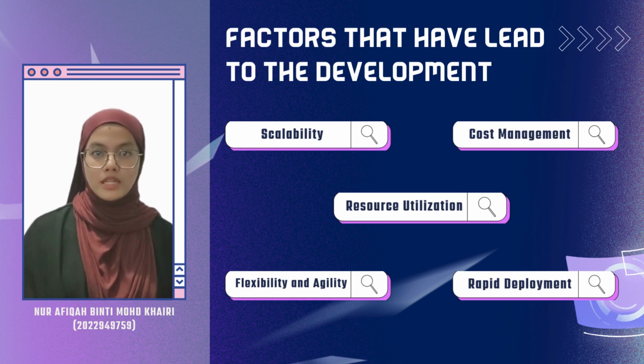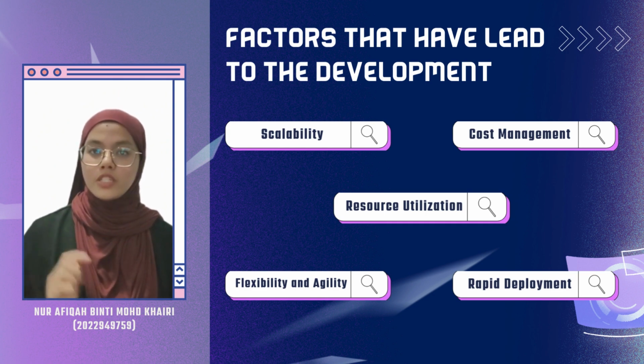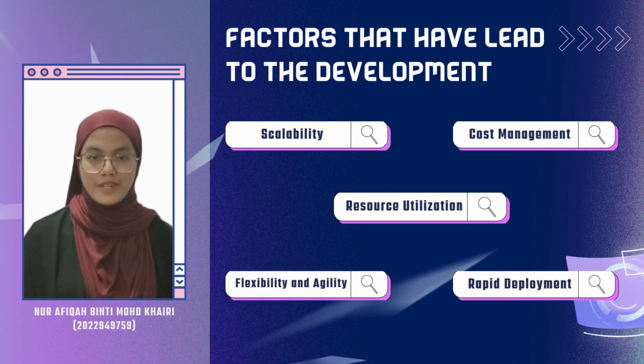Moving on to data redundancy and backup. Ensuring data redundancy and implementing robust backup strategies are critical for business continuity. Cloud providers offer geographically distributed data centers, automated backup solutions, and disaster recovery options. This feature makes it easier for organizations to protect their data, providing a secure and reliable environment.